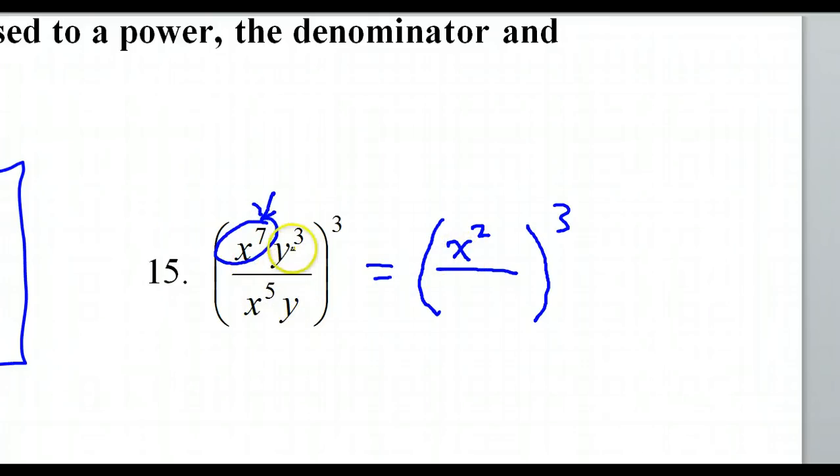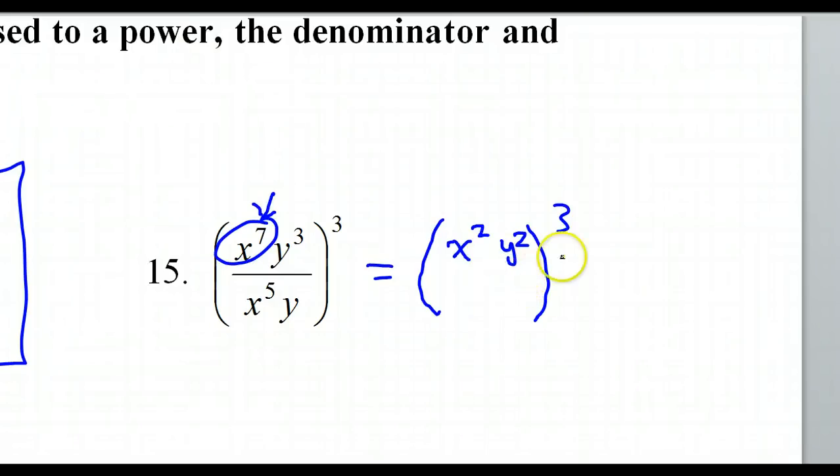Now let's look at the y's. Y to the 3rd power and y. Well, this 1 y is going to cancel out one of these y's. So that's just going to leave behind 2 y's, or y squared. So now that I look at it, I'm not going to actually need this fraction line here. So this is all I have left.